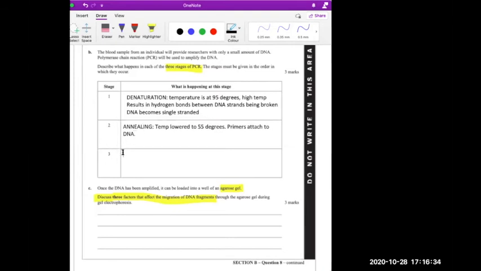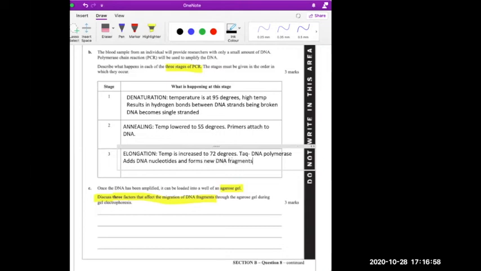And then there's elongation. Elongation is an interesting step because then the temp is increased to 72 degrees. And then Taq DNA polymerase adds DNA nucleotides and forms new DNA fragments. Right, and then this process is repeated a bunch of times. And then DNA doubles each time, right? So you go from 2 to 4 to 8 to all the way up to however many you need.